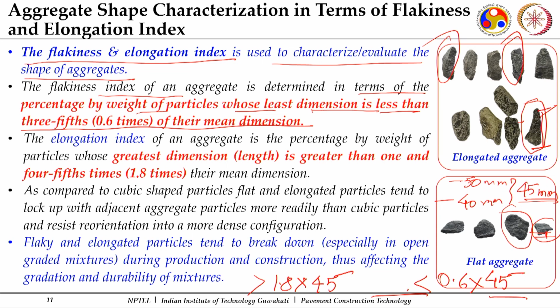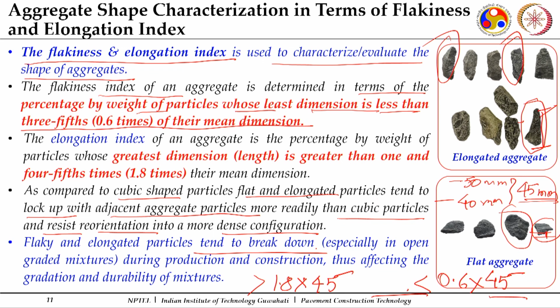So, it says, as compared to cubic shape aggregates, flat and elongated particles tend to lock up with adjacent aggregate particles because they lie flat on the surfaces more readily than cubical particles and resist reorientation. This is important. When the compactive effort is applied through rollers, they should reorient and get densely packed. They resist this reorientation to form a dense configuration. That is why elongated and flaky particles are not preferred.